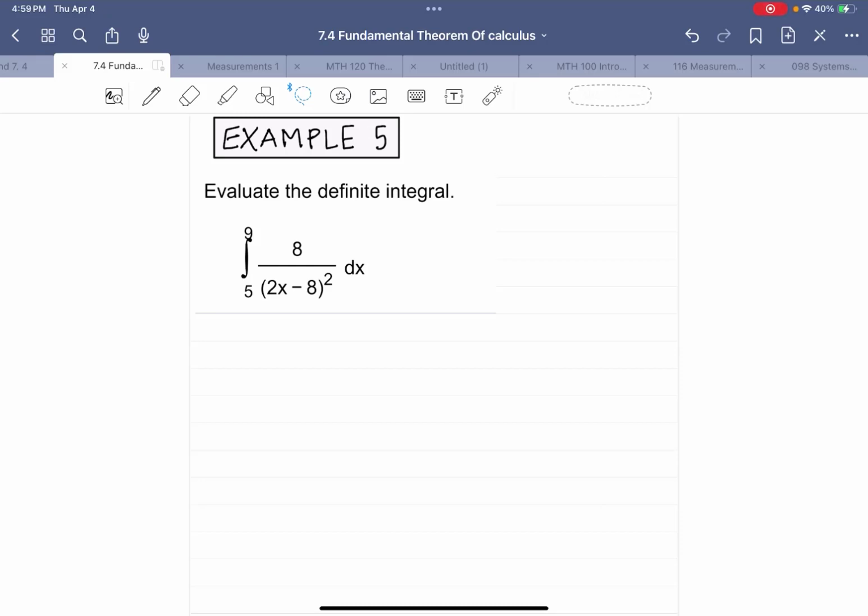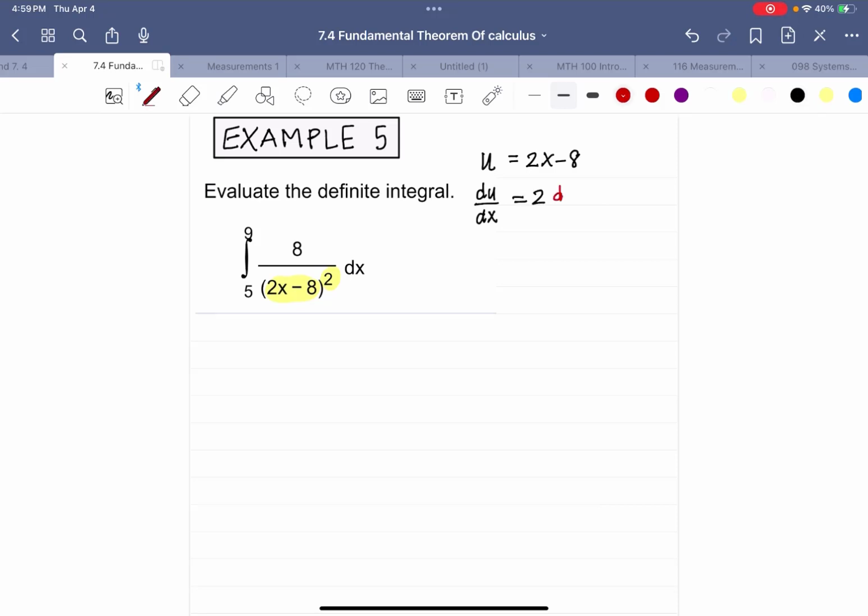Example 5. Evaluate the definite integral from 5 to 9 of 8 divided by quantity 2x minus 8 squared dx. So once again, I see I have an internal here raised to a power that has a derivative, so I'm going to use that to be my u. So my u is 2x minus 8. My derivative of u with respect to x is 2.